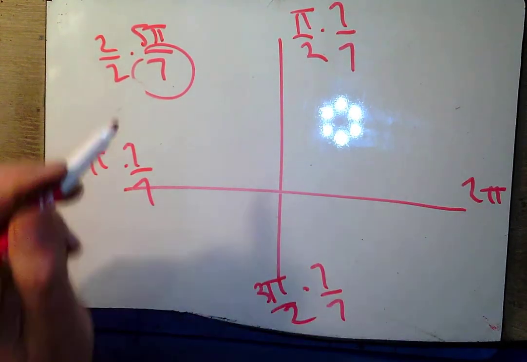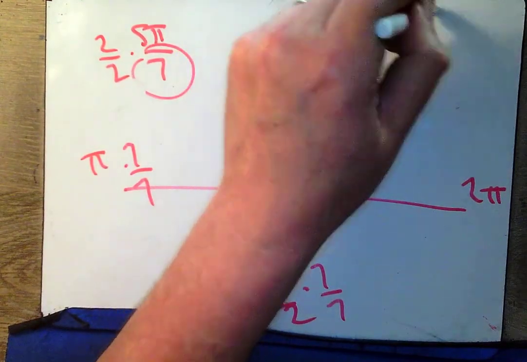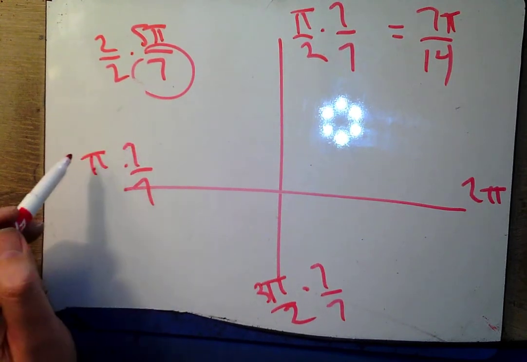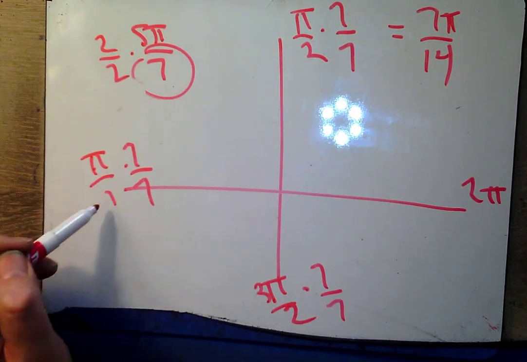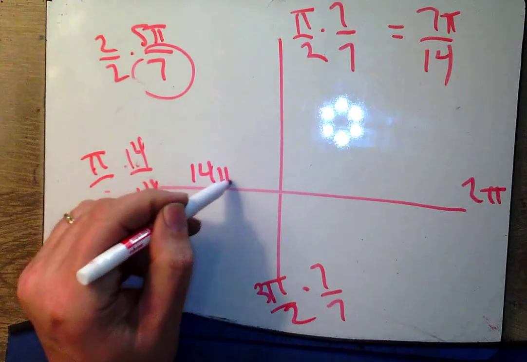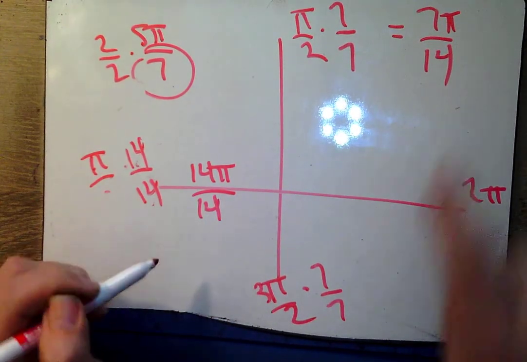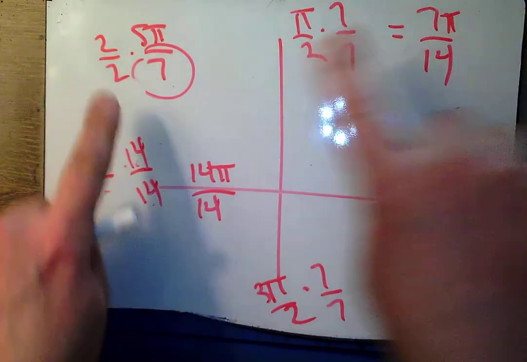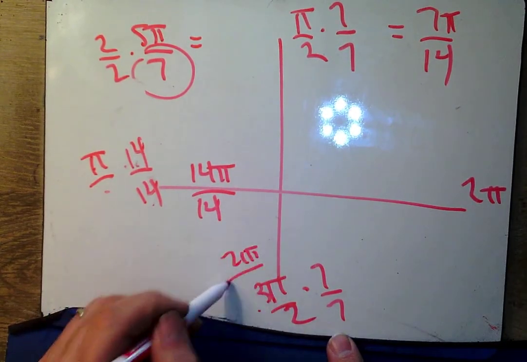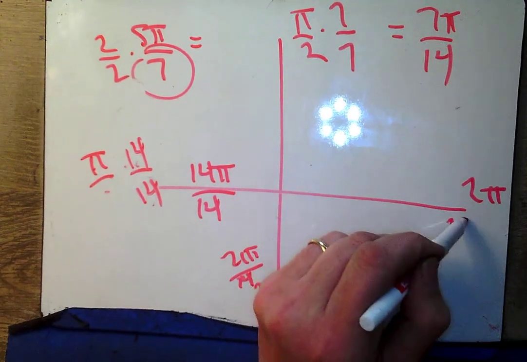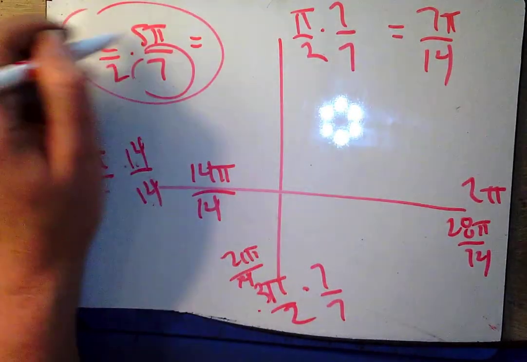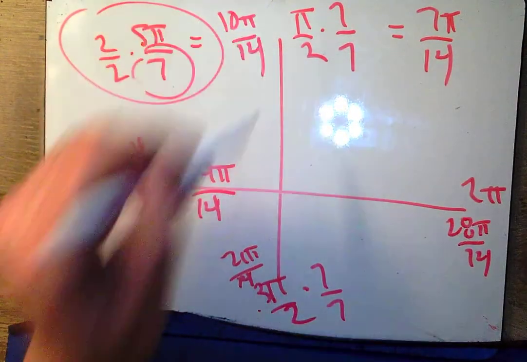Okay, so what am I getting? This is 7 pi over 14. I want a common denominator, so I need 14 over 14. This is 14 pi over 14. Okay, 7 pi over 14, 14 pi over 14. And this one here would be 21 pi over 14. And over here we have 28 pi over 14. And what they're asking us to do is to draw 10 pi over 14.